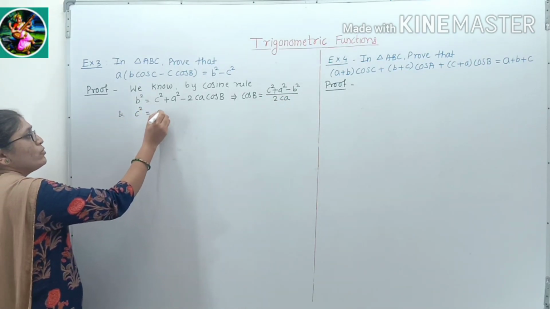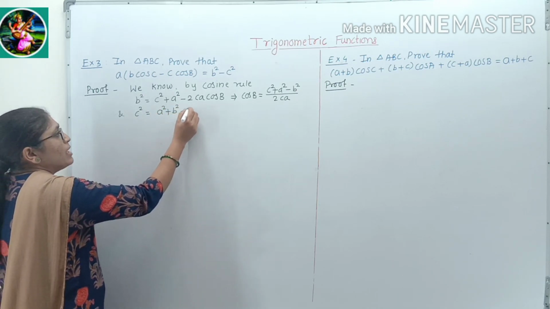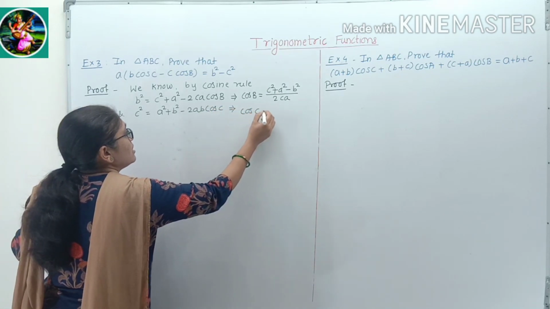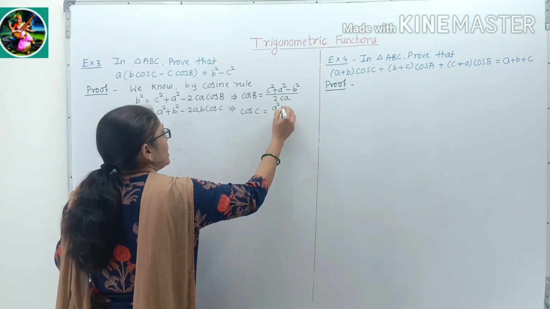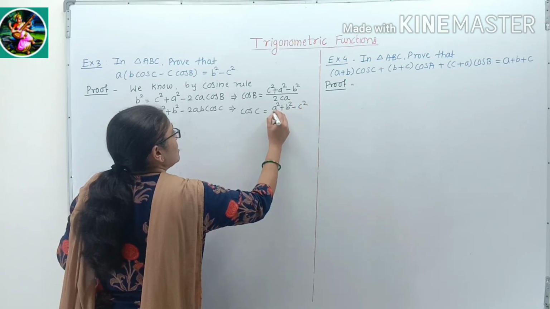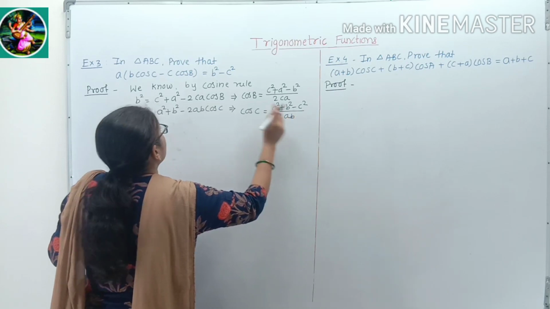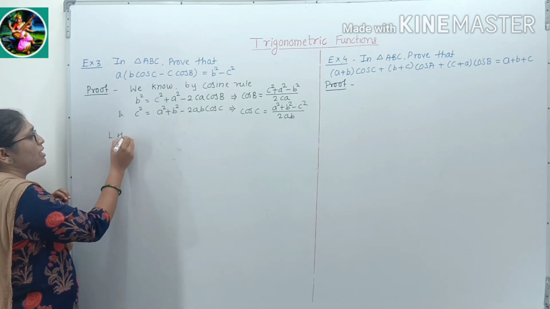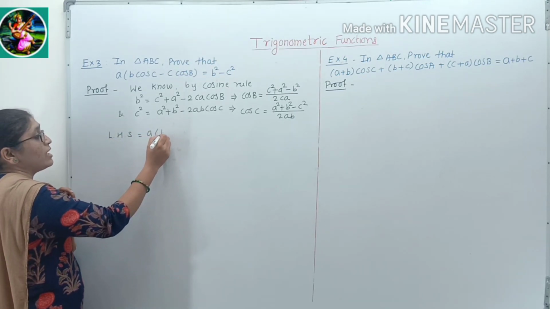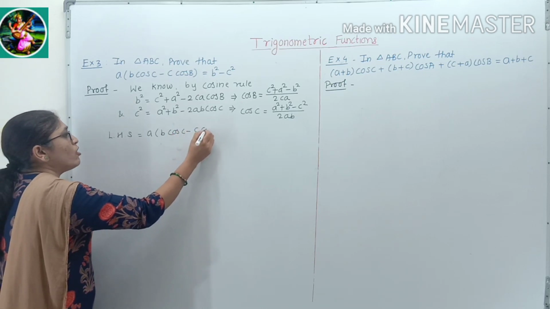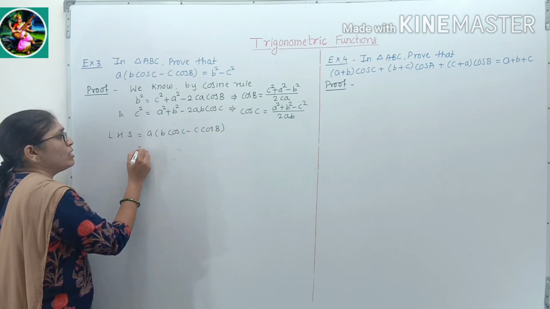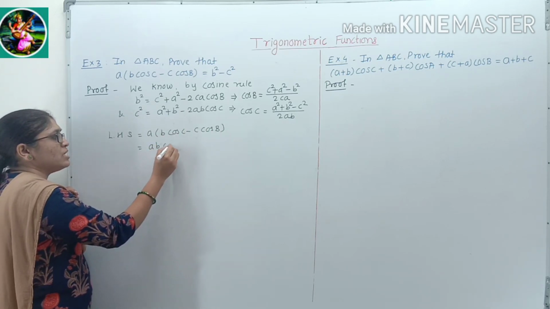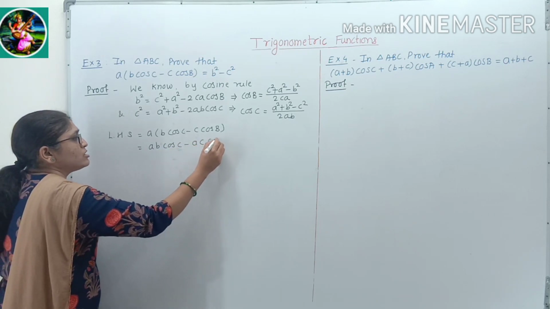Similarly, c square is equal to a square plus b square minus 2ab cos C, which implies that cos C is equal to a square plus b square minus c square divided by 2ab. Now, to prove this, we consider its LHS. That LHS is equal to a into bracket b cos C minus c cos B. Now we multiply this a in the bracket, that is ab cos C minus ac cos B.